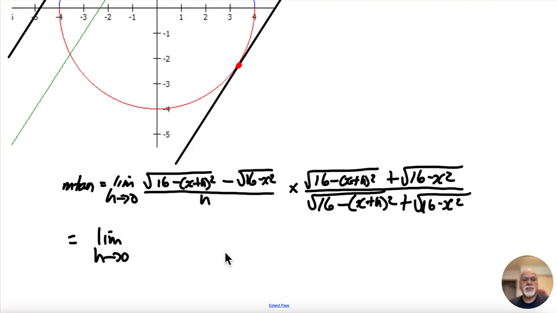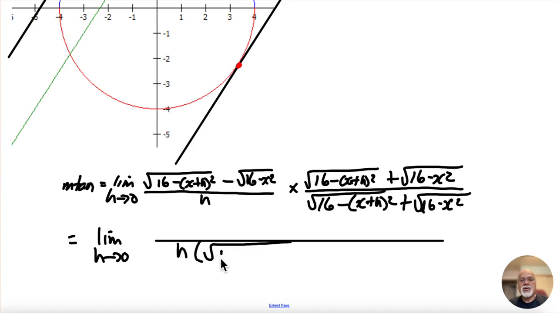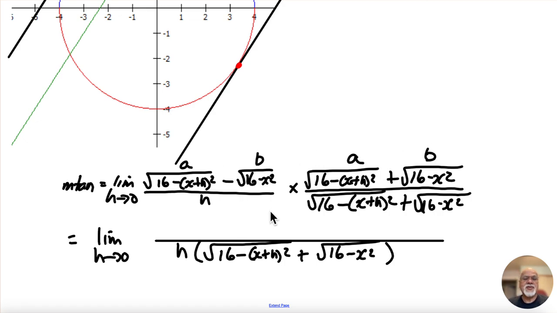The bottom, don't bother trying to do anything with that, because we know that that h is going to go away eventually. So just leave this as the square root of 16 minus (x plus h) squared, plus the square root of 16 minus x squared. You'll recall that the top looks like a minus b times a plus b, which gives us a squared minus b squared. So this is like our a and this is like our b, and those are just the factors of difference of squares.